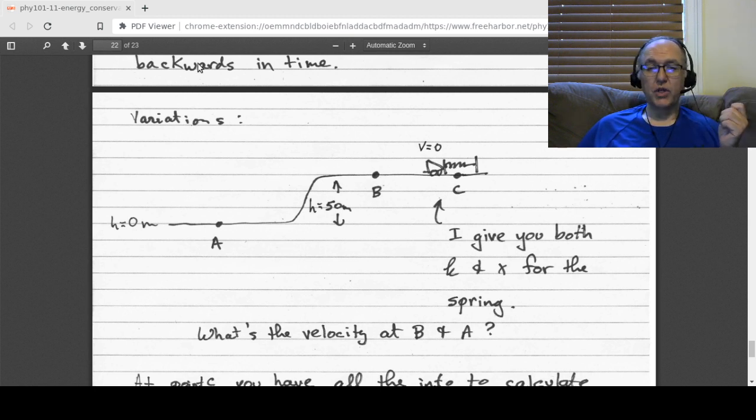The only reason I wanted to show you this variation is because I could have done that same problem, but rather than giving you enough information to calculate the total energy at A, I gave you enough information in this variation to calculate it at C, and you'd have to work backwards.